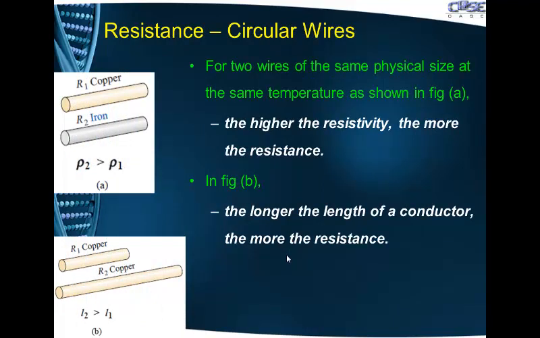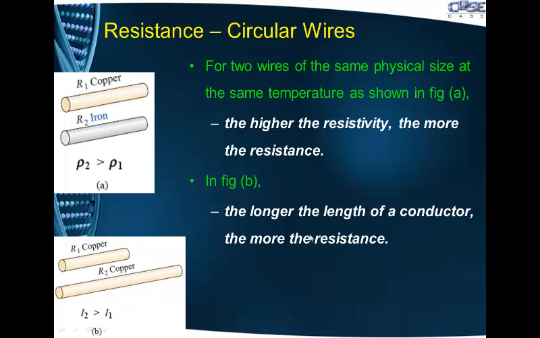So if the material is copper or iron, then the resistivity would be different. In this case, rho 2 is greater than rho 1. So the resistivity of iron is higher than the resistivity of copper. So resistance would be higher for iron as compared to copper, with other parameters kept constant.